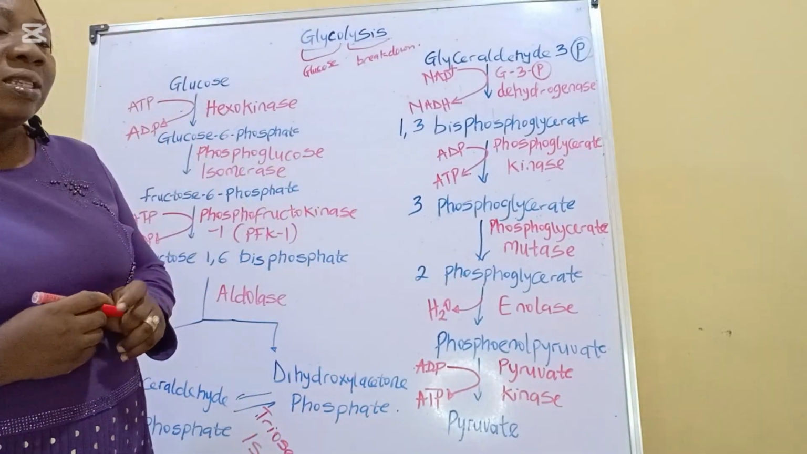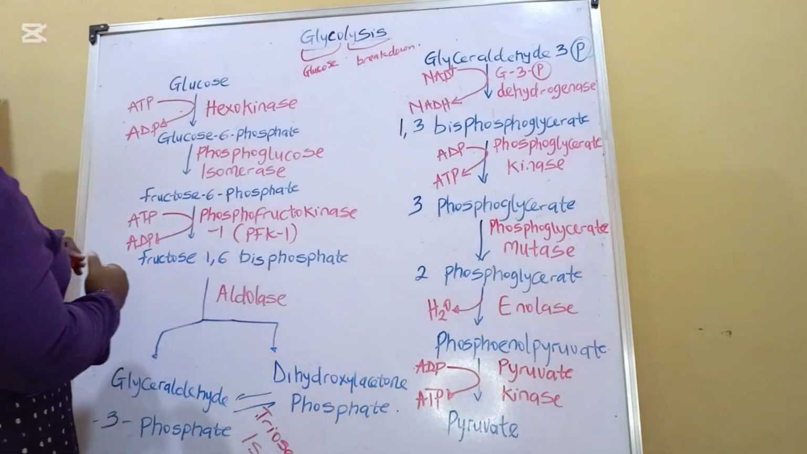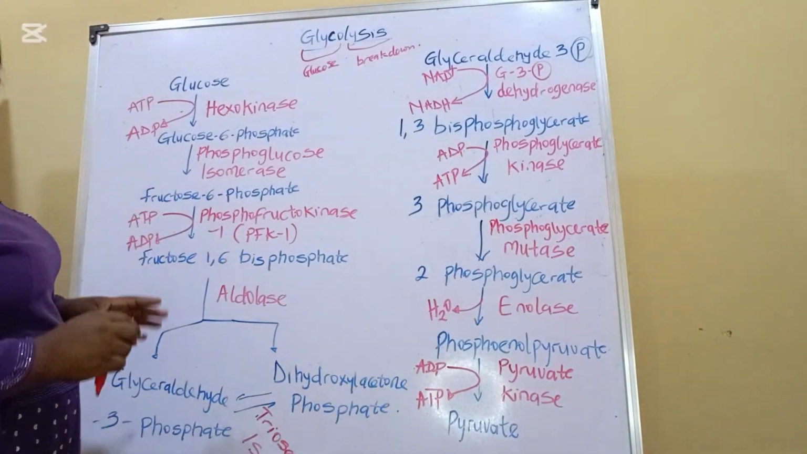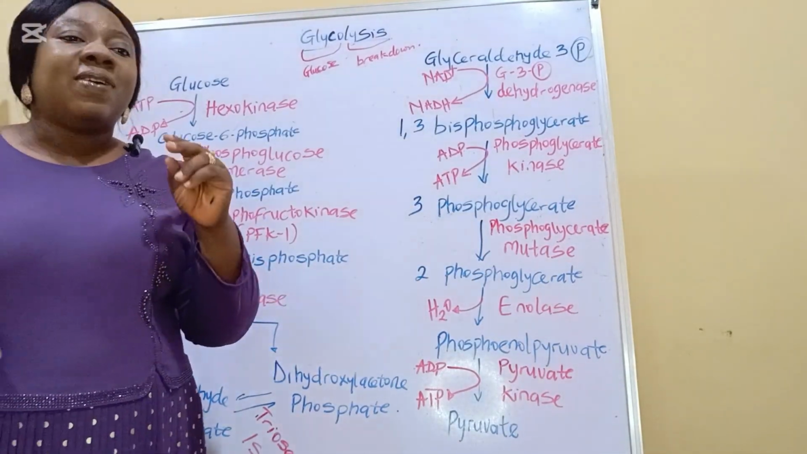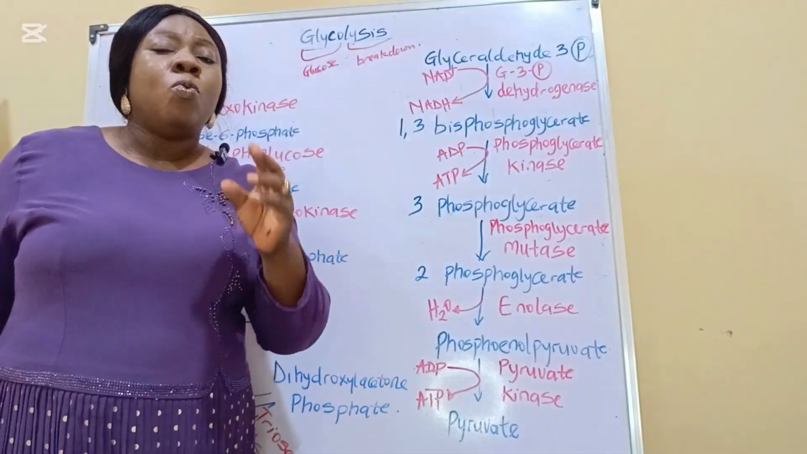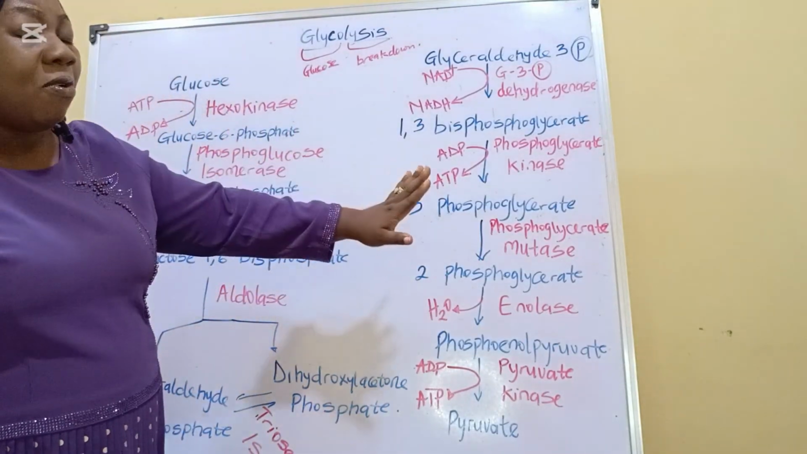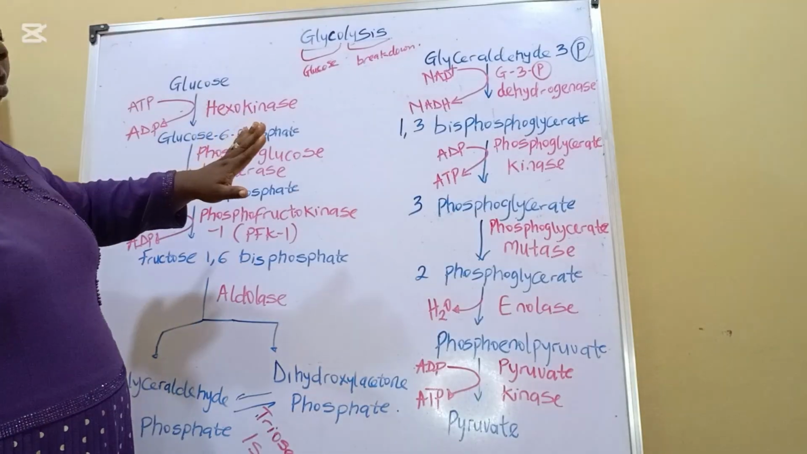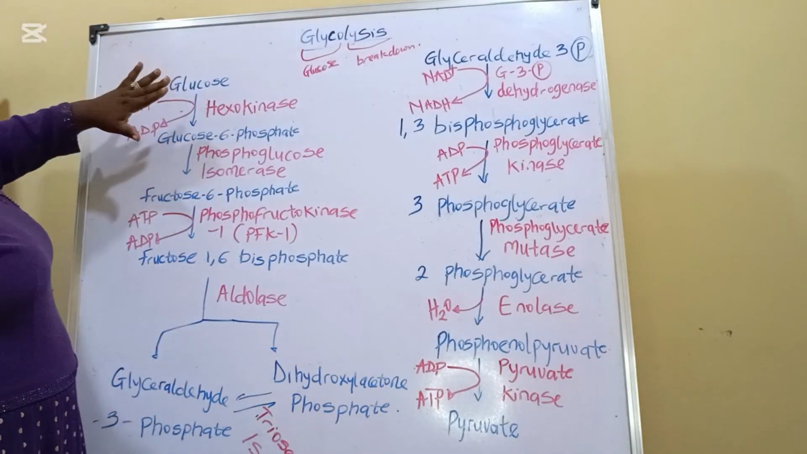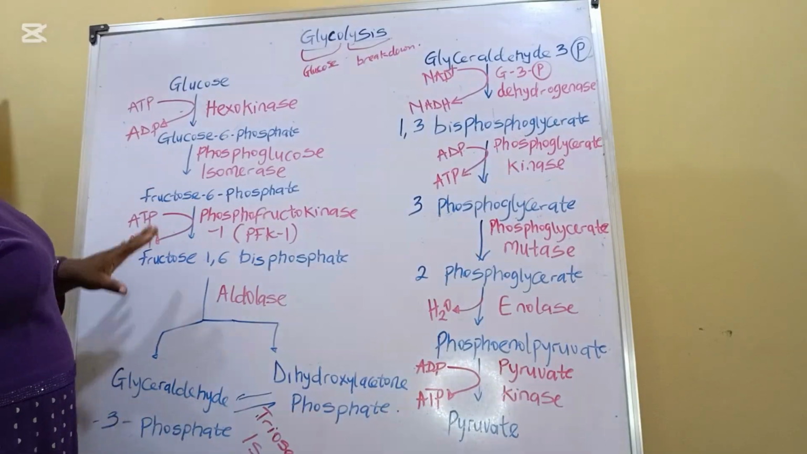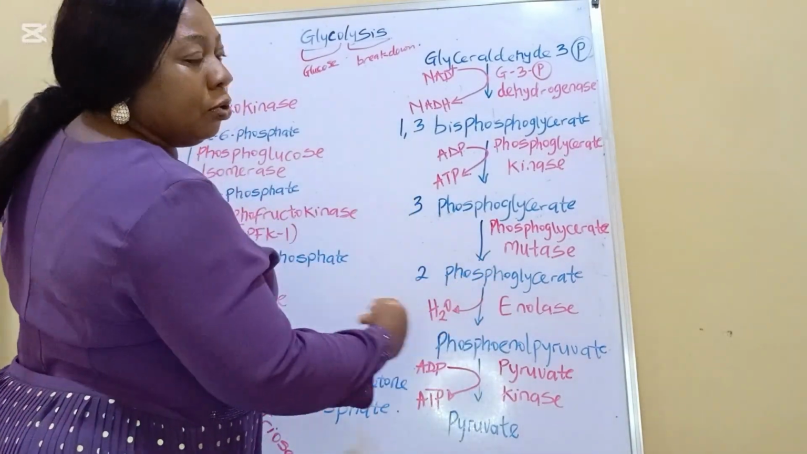Now, if we count all these steps in the glycolysis pathway, we have 10 steps, and these steps can be further divided into two main phases. We have the first phase, which we can call the preparatory phase, where ATP is used up. Then we have the payoff phase, where ATP is produced.